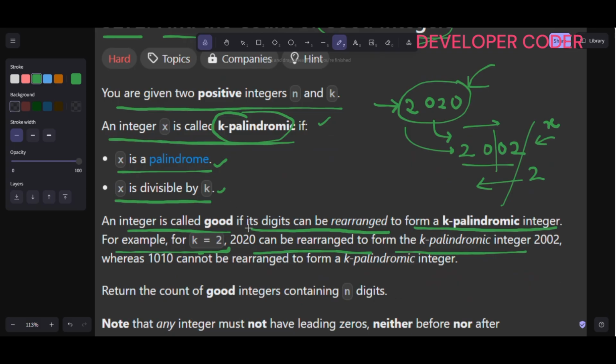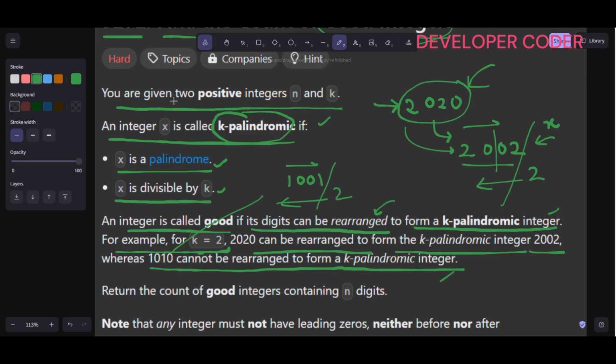An integer is called good if the digits can be rearranged to form a k-palindromic integer. For example, for k equal to 2, 2020 can be rearranged to form the k-palindromic integer 2002, whereas 1010 cannot be rearranged to form a k-palindromic integer. If you rearrange the digits and write 1001, this is palindromic, but it is not k-palindromic because it is not divisible by k.